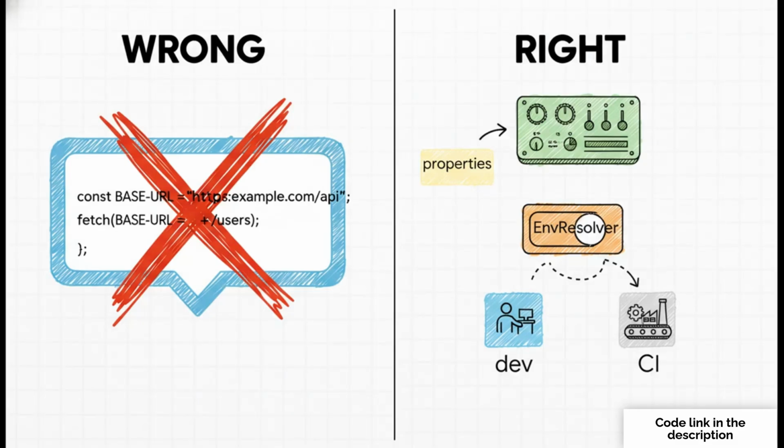Let's be honest, hard-coding URLs is a major anti-pattern in any test suite. So we're going to handle this professionally using the EnvironmentManager and Resolver classes you see here. The EnvironmentManager reads environment-specific details like the base URL from a properties file. This lets us switch between environments, like a local developer machine and a CI server, just by passing a system property with zero code changes required.